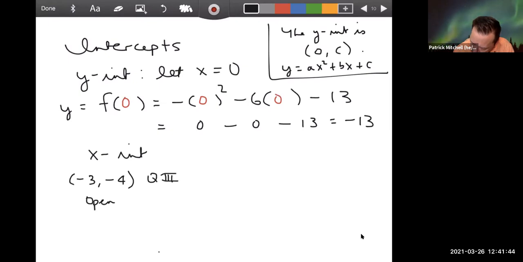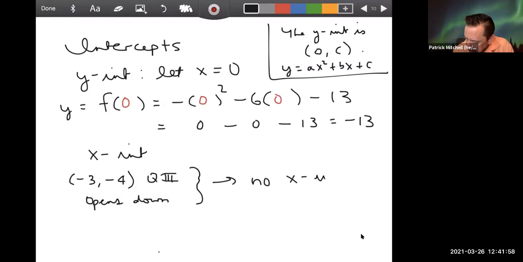And the parabola opens down. Can you picture that? Well, if the vertex is in quadrant 3 and the parabola opens down, that automatically means you have no x-intercepts. All right. So this is definitely going to be, oh, I'm sorry. Before we go on, I wanted to write the y-intercept as an ordered pair. The y-intercept would be 0, -13.